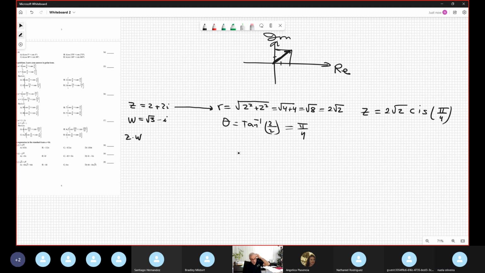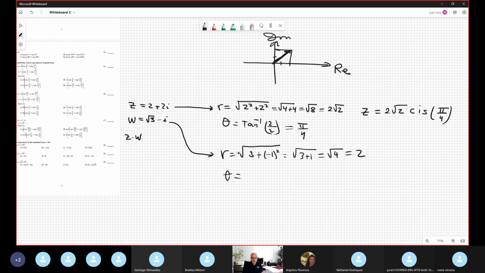Yes. Okay. Now let's move on to the second. Same formulas, different number, of course. R is equal to the square root of radical 3 squared plus, I don't care about the sign, actually it's negative 1, but when it is raised to the second power, it becomes positive. So it's 3 plus 1, which gives 4. And radical 4 is 2.